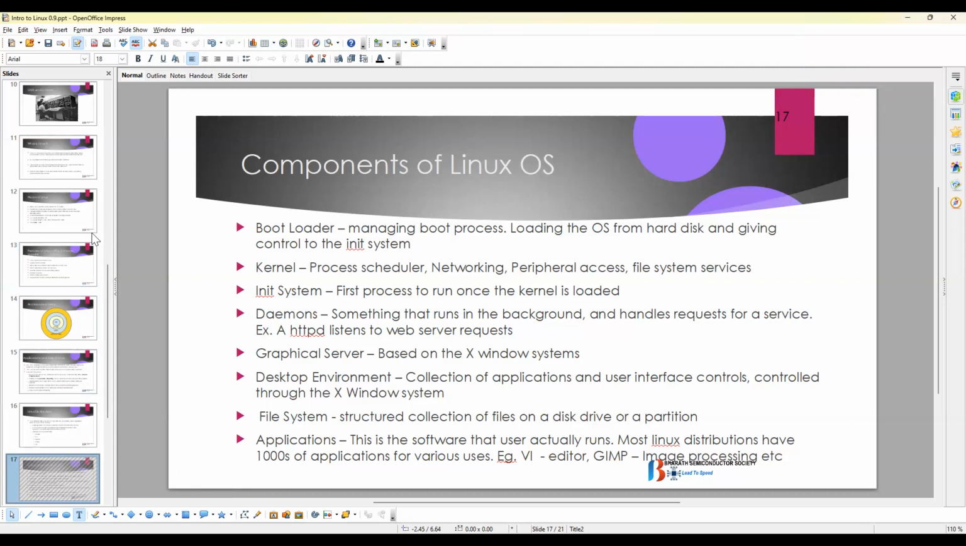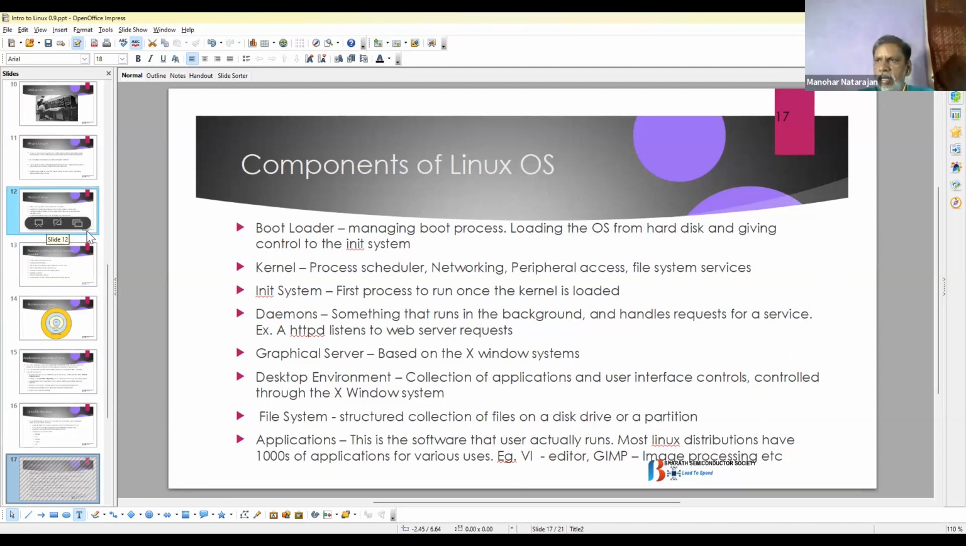Sir, can we have more than one operating system in a single computer? You can definitely have. There is a concept called virtual machine, right? So you can have one operating system active, and then you can load multiple operating systems.